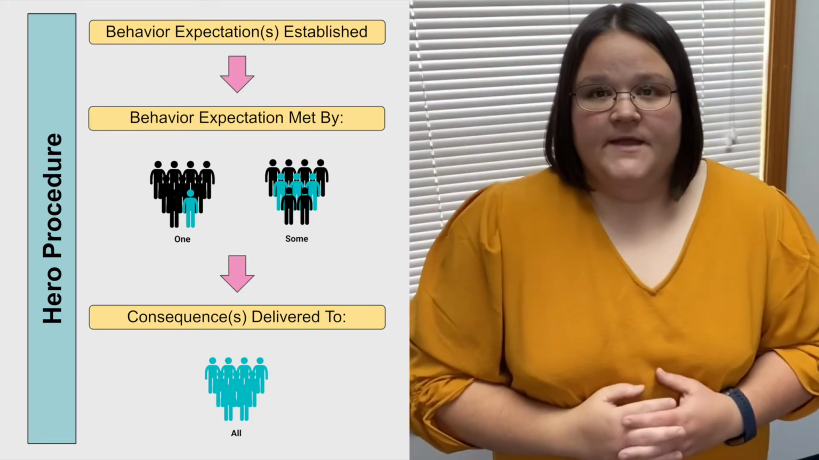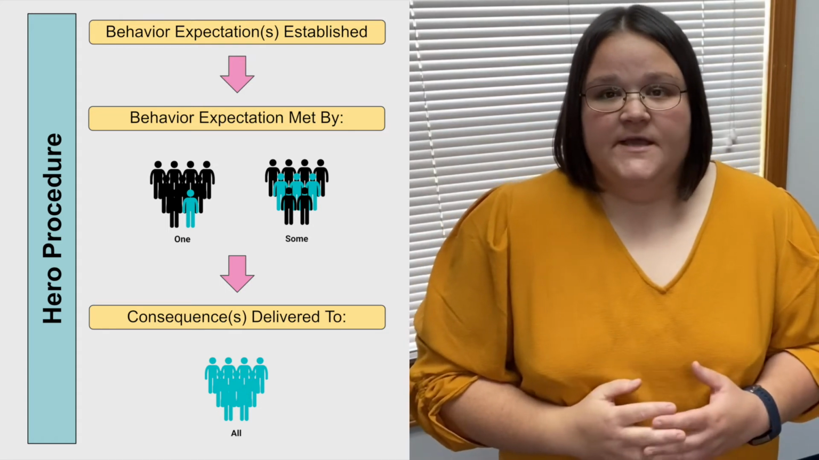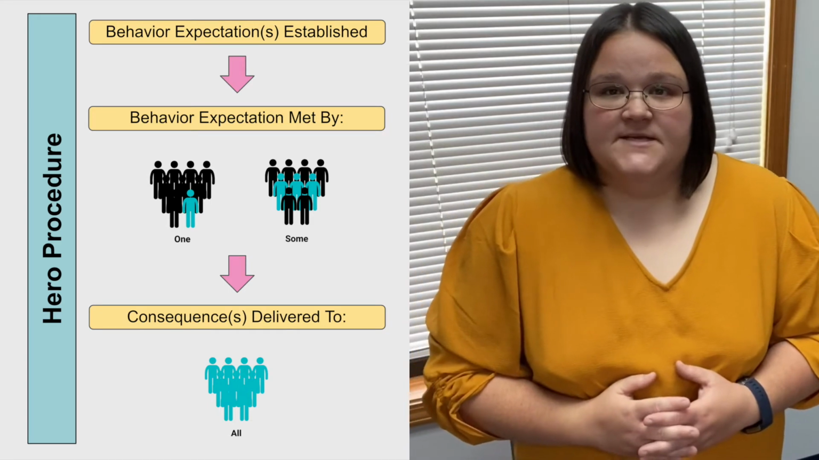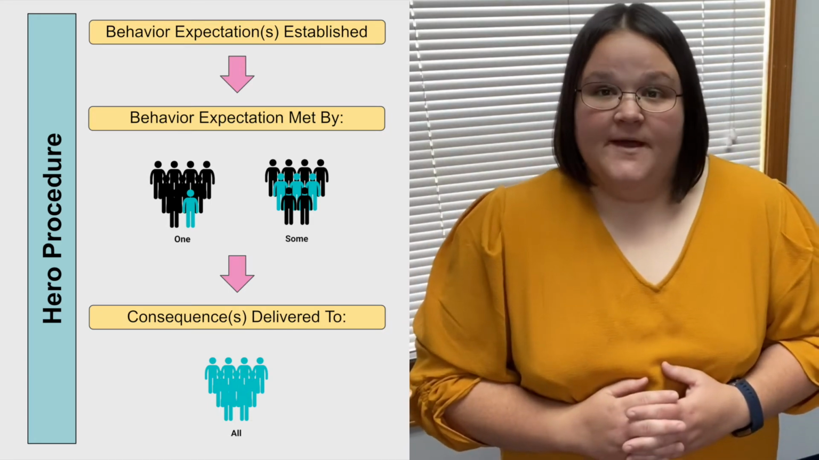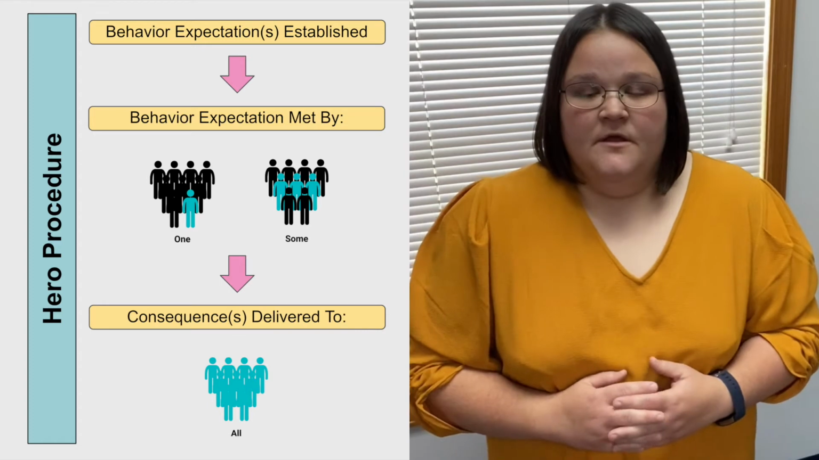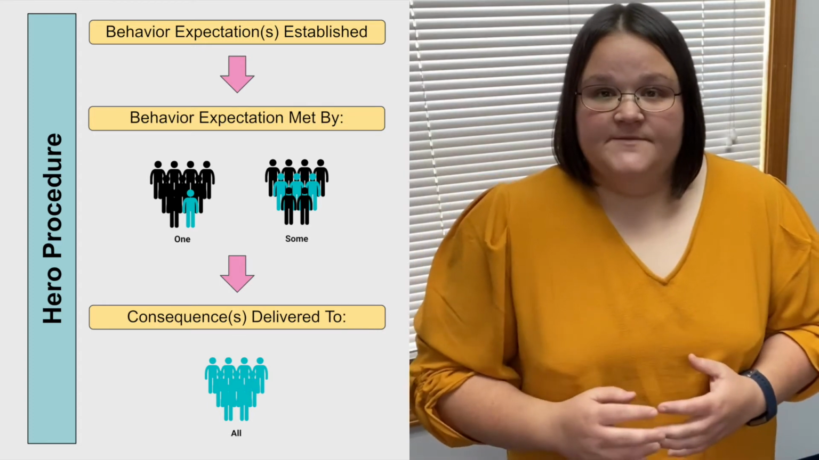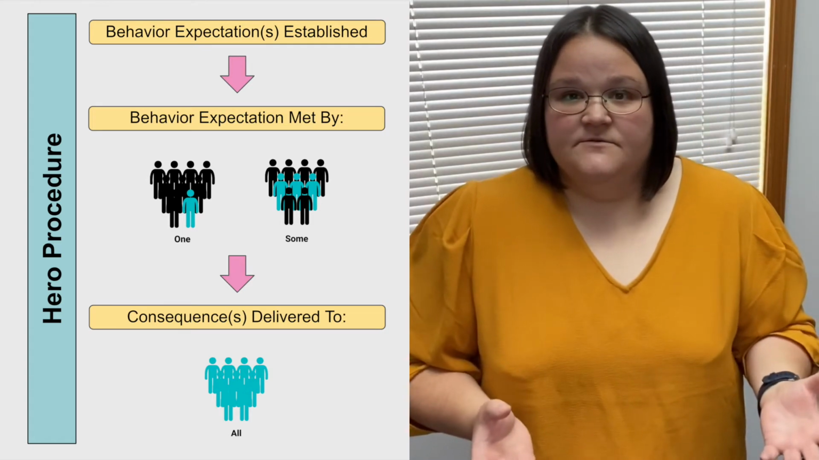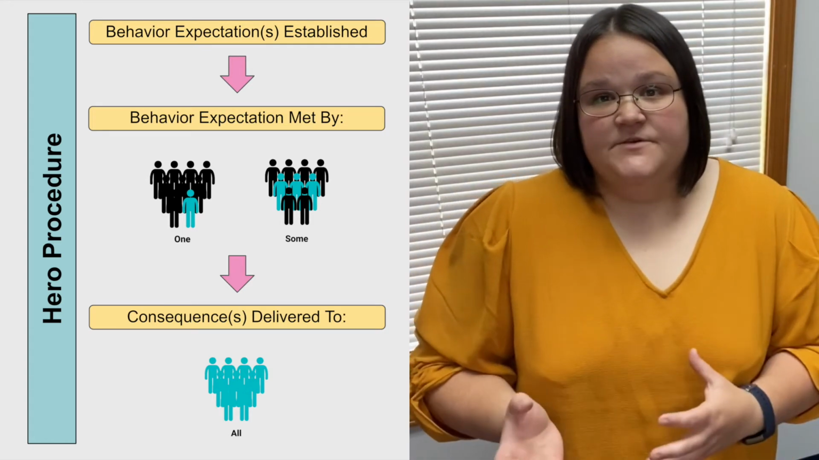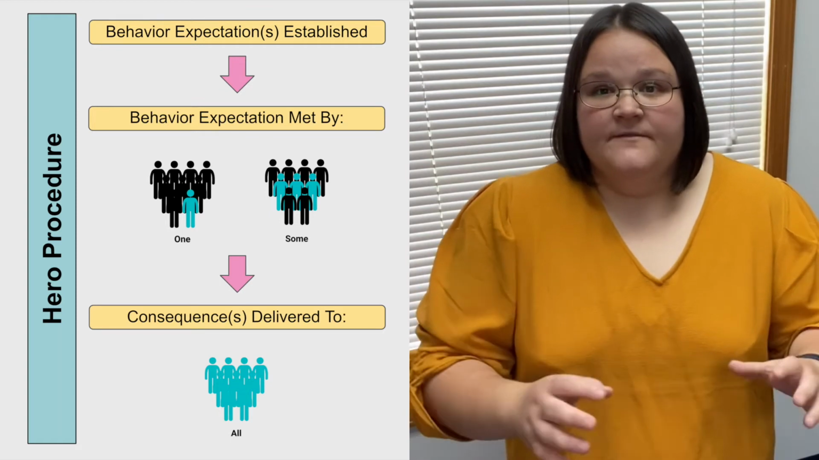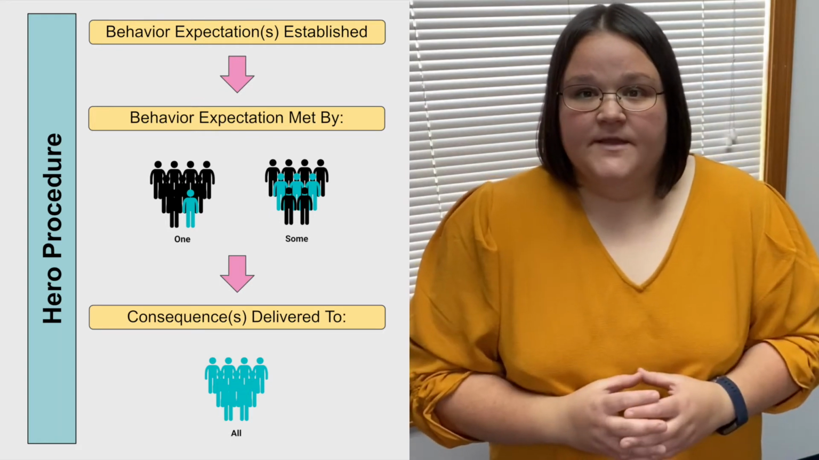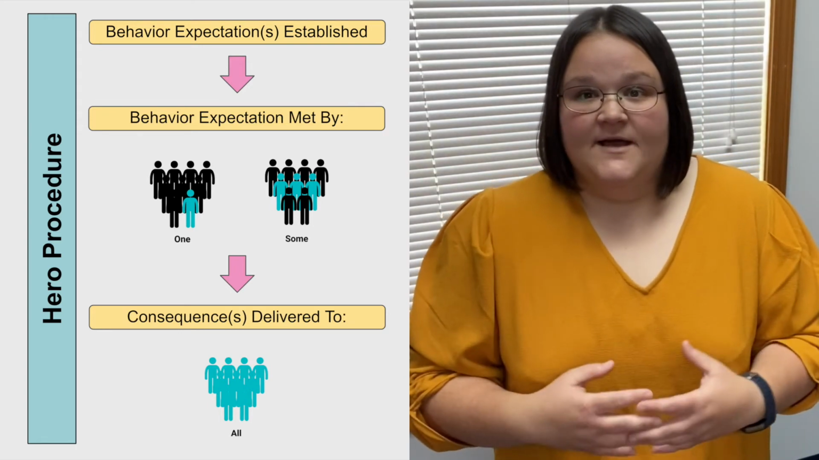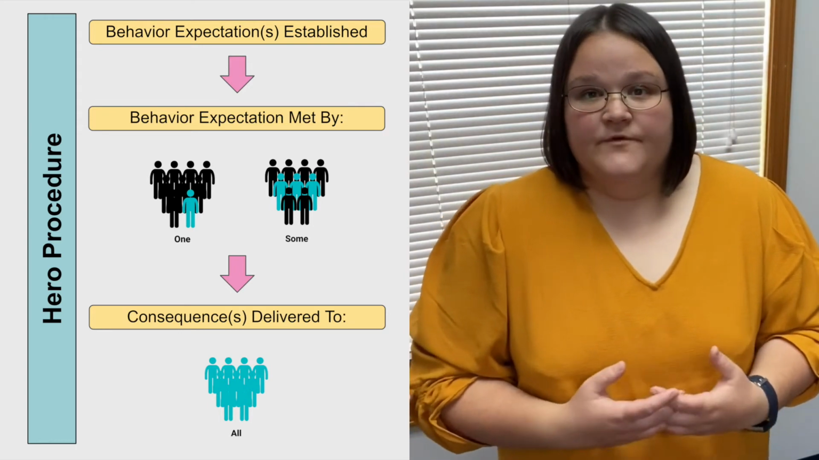Step 4 of implementing a group contingency focused on selecting the appropriate type of group contingency. We'll spend the rest of this behavior break discussing one type of group contingency that you might select, the hero procedure. With the hero procedure, a behavior expectation is established for either one student or a small group of selected students. If that student or group of students meets the behavior expectation, then the entire class receives the planned reward. That makes the selected student or small group of students the class hero who earned the reward for the entire class.